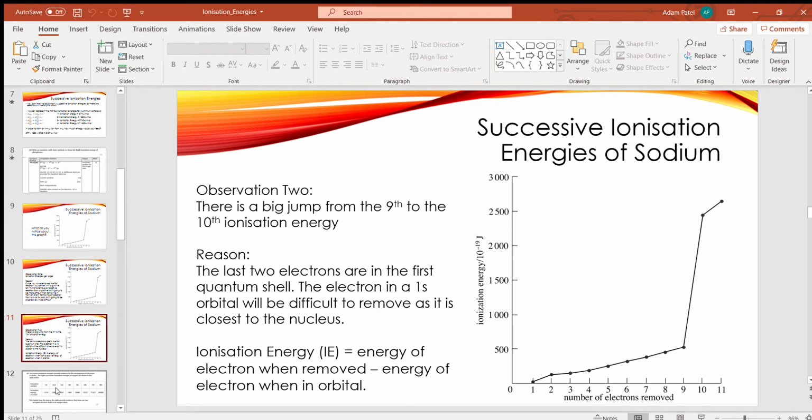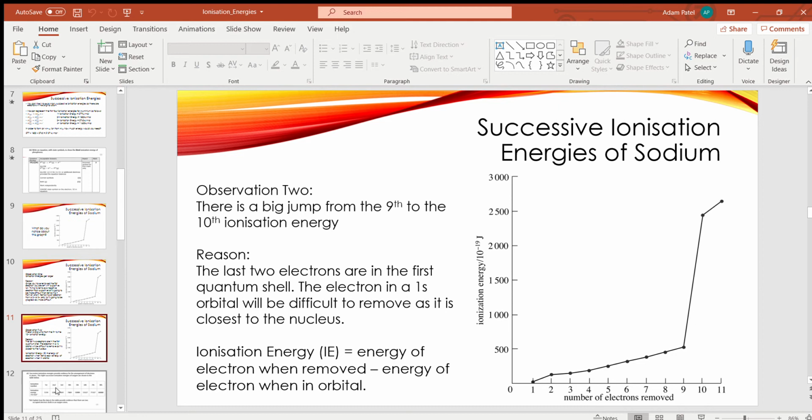Okay, your observation 2: there is a big jump from the 9th to the 10th ionization energy. The reason for this is that the last 2 electrons are in the first quantum shell. Remember, your innermost shell is the 1s orbital, so 1s2 and 1s1. So the electron in a 1s orbital will be difficult to remove as it is closest to the nucleus. Remember, the closer the electron is to the nucleus, the less shielding there is, and the greater the attraction between the nucleus and the outer electrons.